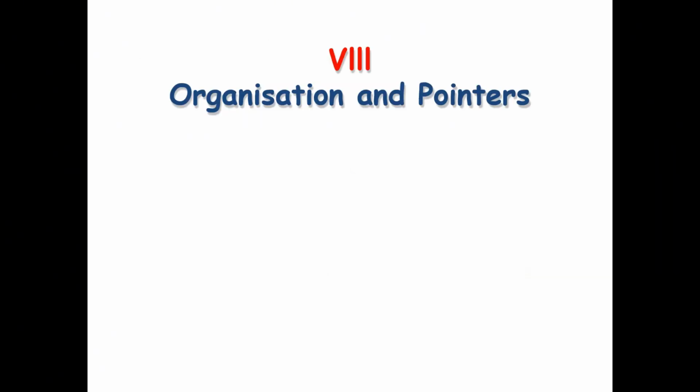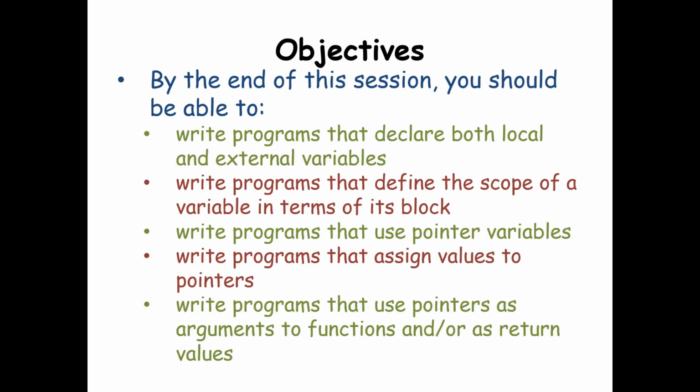Today we're going to discuss organization and pointers in C. As we progress, you'll gain the ability to seamlessly declare both local and external variables in your programs, ensuring clarity and efficiency in your code, and we'll delve into understanding the scope of variables within their respective blocks, empowering you to control accessibility and streamline your code structure.